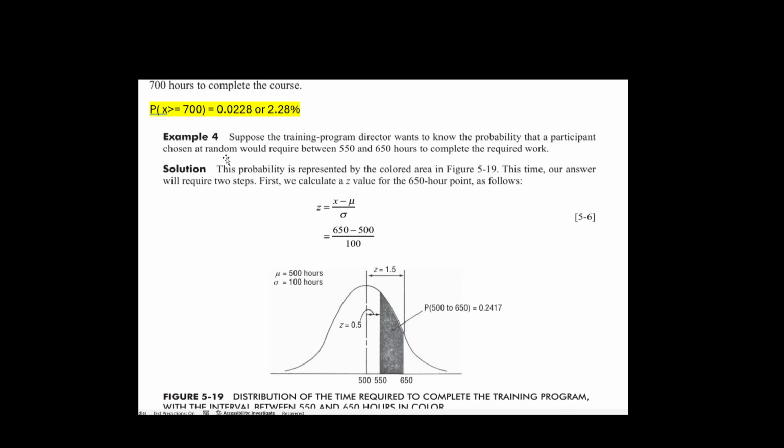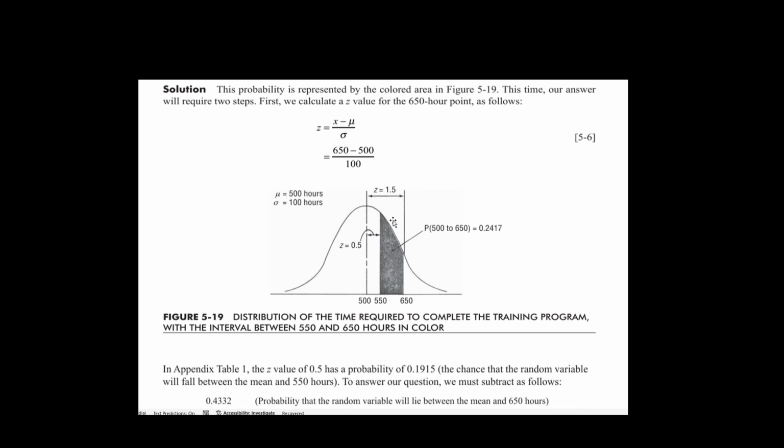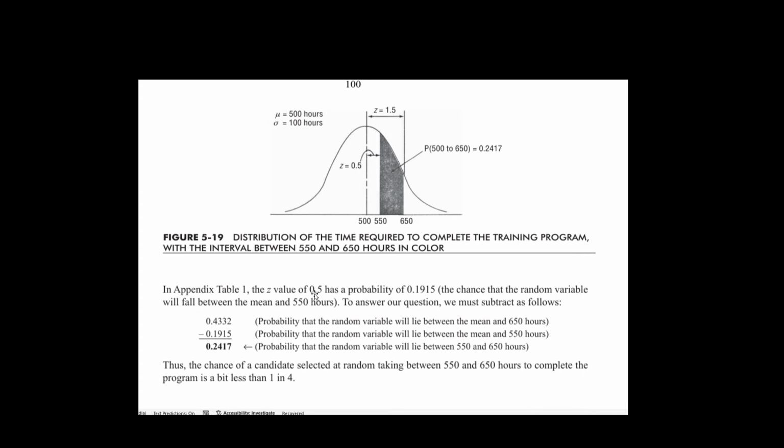Okay. The fourth variation is, suppose the training program director wants to know the probability that a participant chosen at random would require between 550 and 650. So again we have two limits, but now these limits are here. For both these x values, we will have to find the z values. You will see the z values you calculate will be 0.5 for 550 and 1.5 for 650. So when you draw the diagram, you will see that between 0.5 and 1.5, this is the area we want.